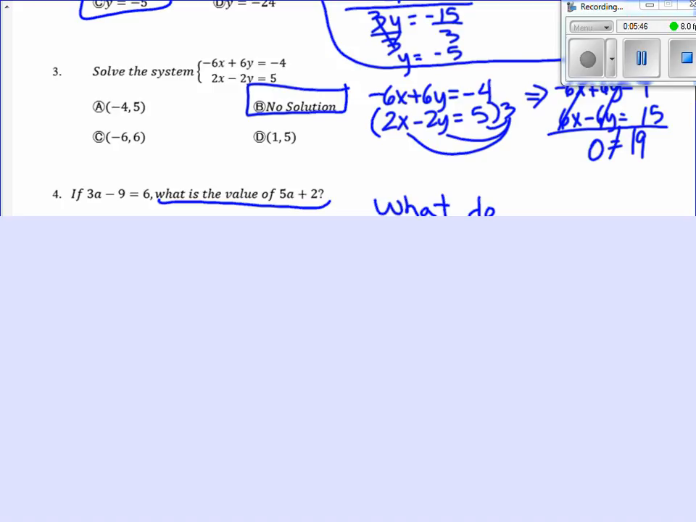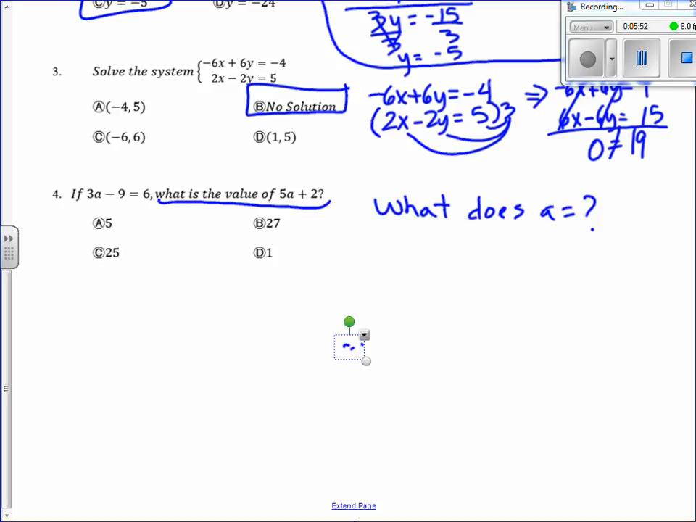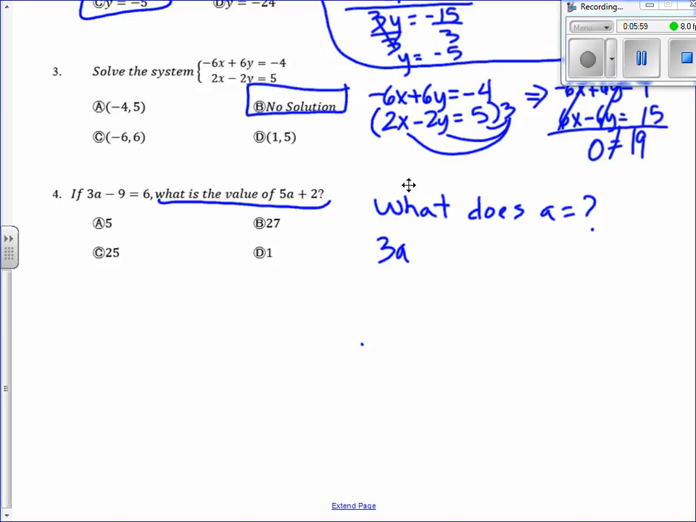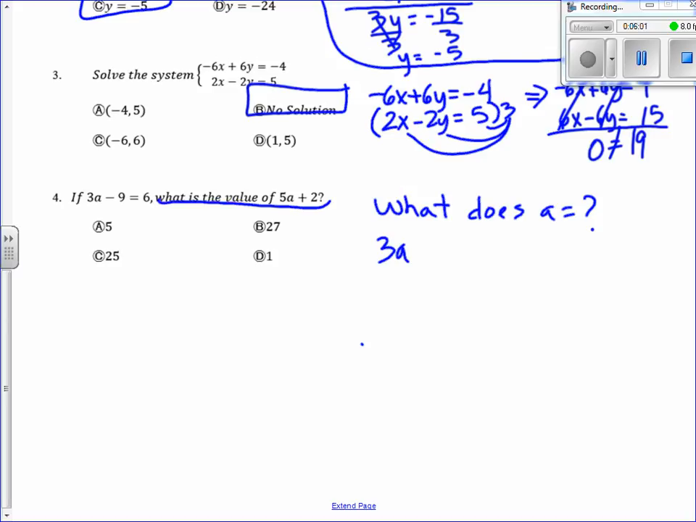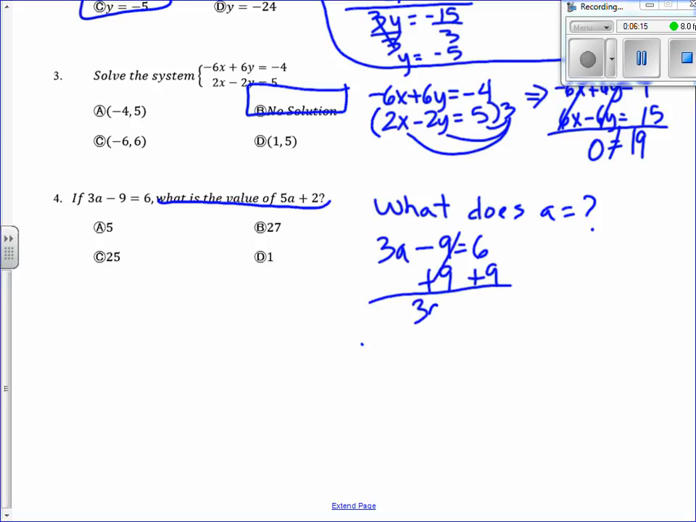So I look back at the problem and I'm told that 3a minus 9 equals 6. Well, I can solve this for a by using the addition property, adding 9 to both sides, and then use the division property, dividing both sides by 3. A is 5.